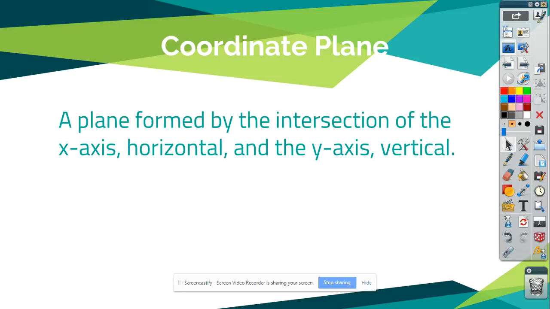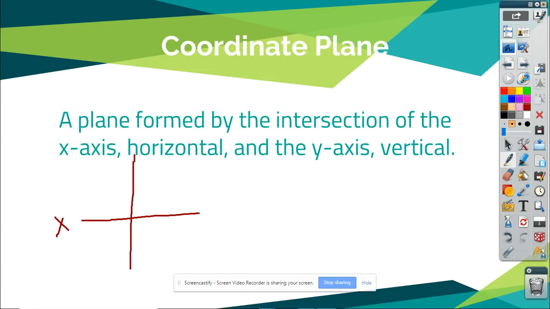Okay, so coordinate planes. A plane formed by the intersection of the x-axis, horizontal, and the y-axis, vertical. So I believe that I showed you this before, but the x-axis is horizontal like a sunset. Pretend like you're watching a football game and the ref says the play is no good. They make an X with their arms and their arms will go out to the side. So a horizontal line is the x-axis and the vertical axis is the y-axis.